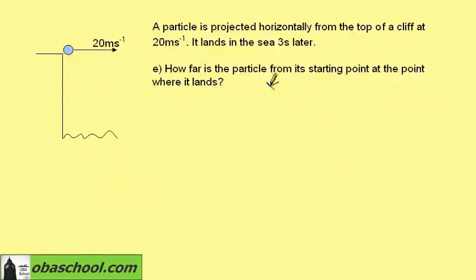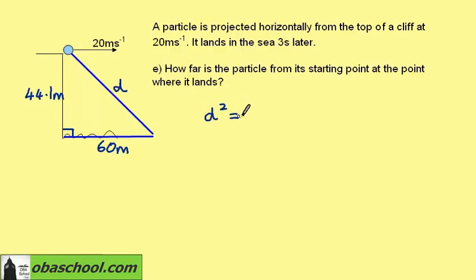We now want to know how far the particle is from its starting point at the point where it lands. We know it started here, and suppose it lands here. We want the length of this line. We can form a right-angled triangle, and we've calculated the height of the cliff as 44.1 meters and this distance as 60 meters. If we call the distance d, we can use Pythagoras' theorem.